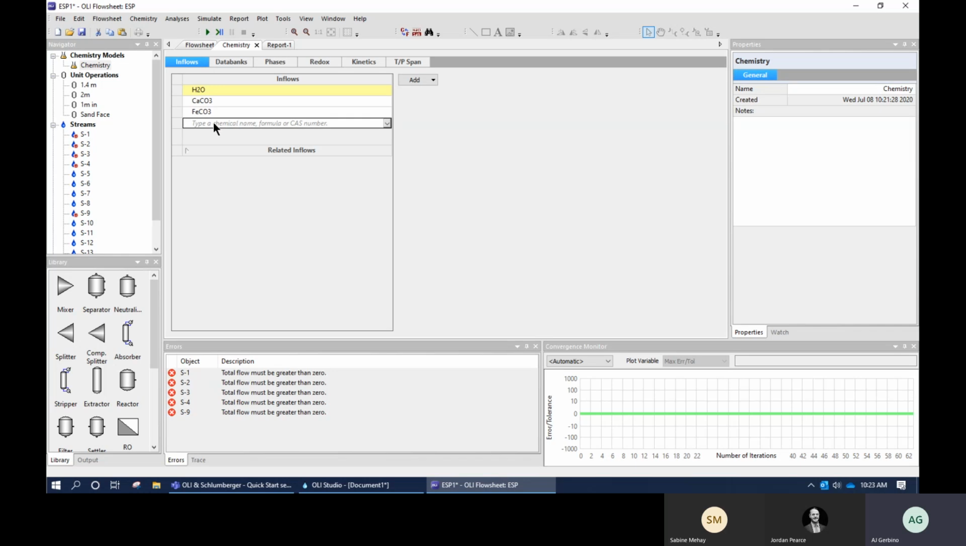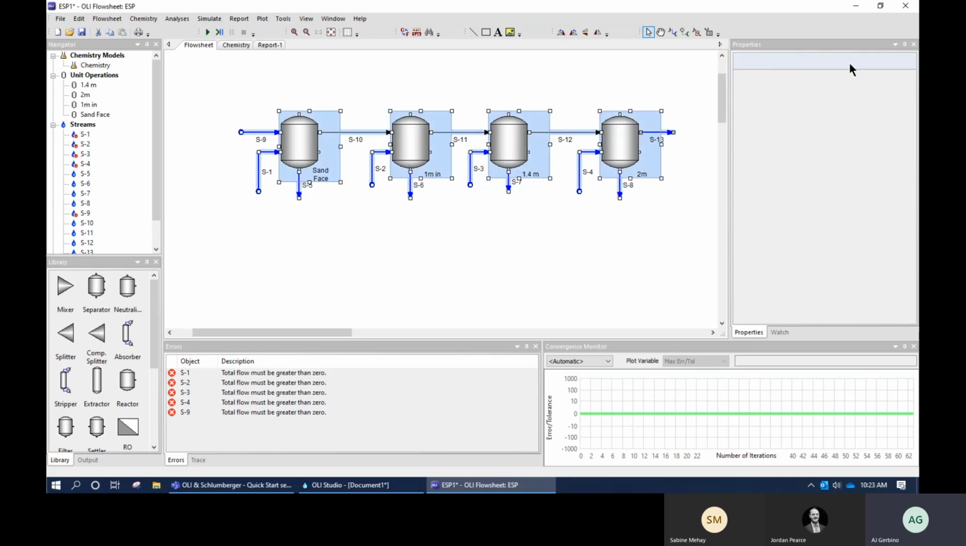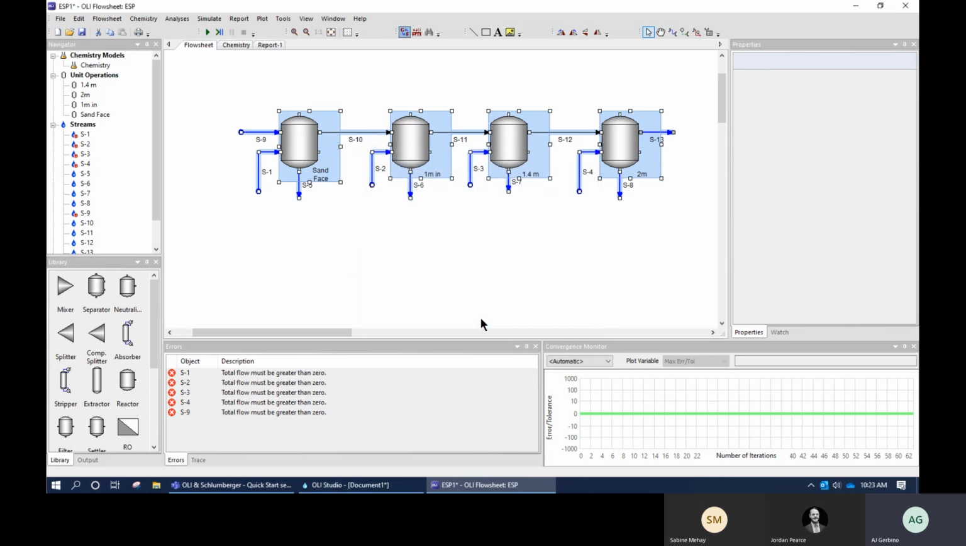And then I'm going to add my CO2, and some sodium chloride. Always need some sodium chloride in there. What we're going to do now is take S1 here, which is my sand face cement, and I'm using moles per hour. See my units here? I'm just going to change this real quickly. But I want to change it for all of it. So I'm going to go here, change this to mass, that's all, and then press OK.